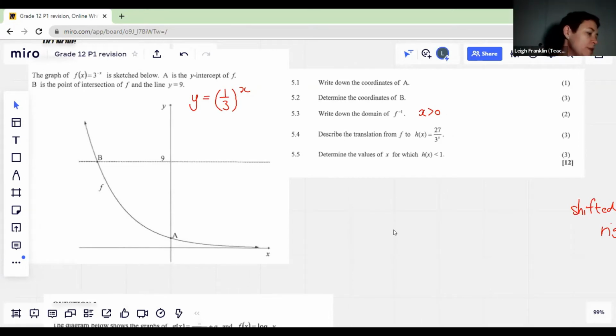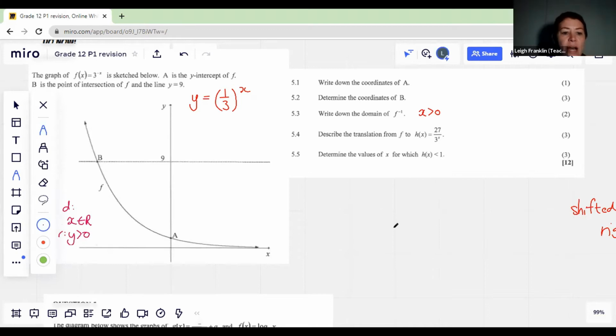So in other words, if I was to write down the domain of this current function and its range, its domain I would write as x is an element of the real numbers, and the range is y is greater than 0. Okay, so that's the domain, and that's the range.